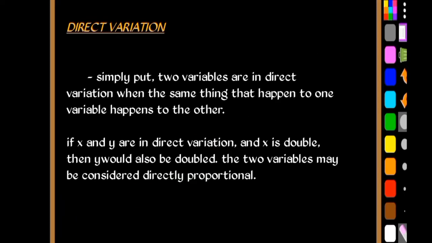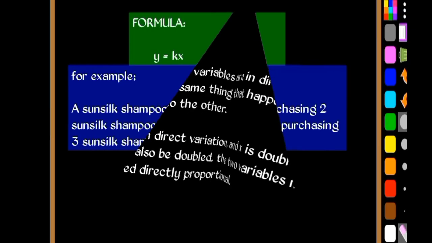So, more on direct variation. Simply put, two variables are in direct variation when the same things that happen to one variable happen to the other. So, gi-mention ko kanina, kung mataas ang x, it will increase also the y. If x and y are in direct variation and x is doubled, then y will also be doubled. The two variables may be considered directly proportional.